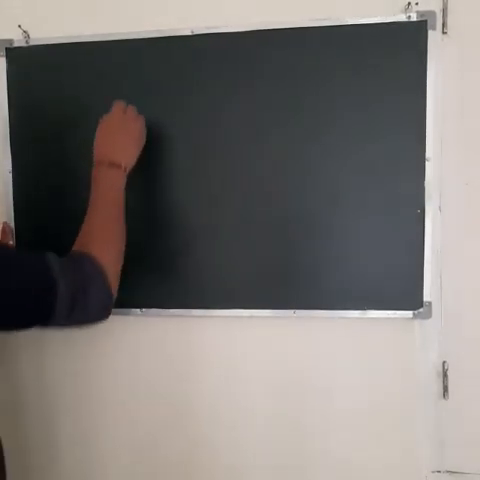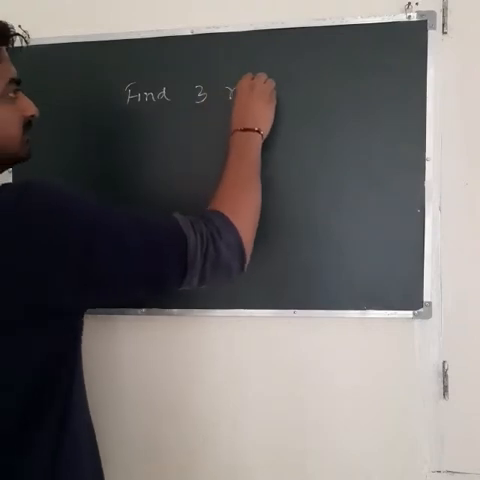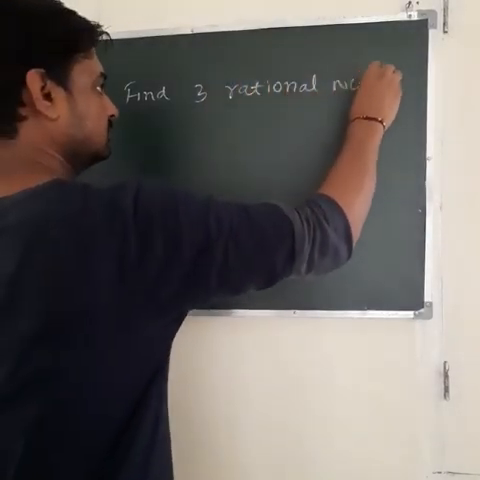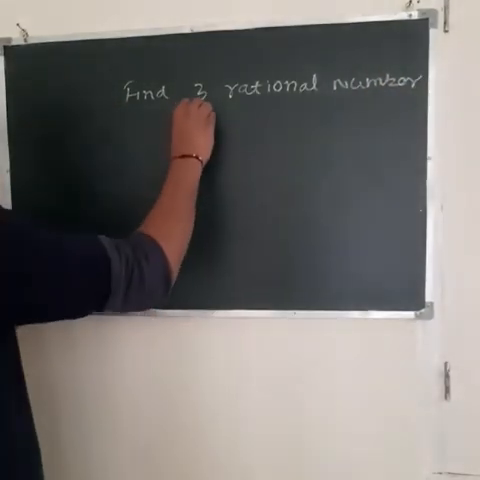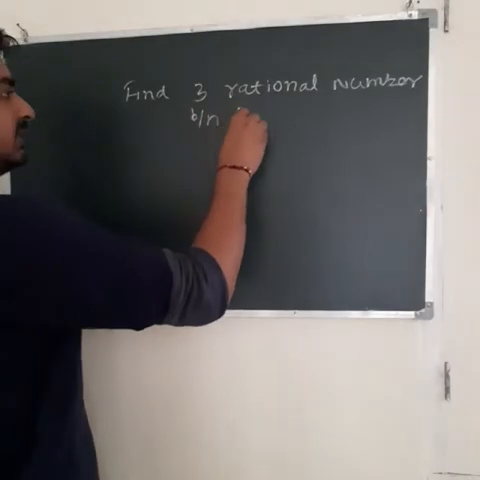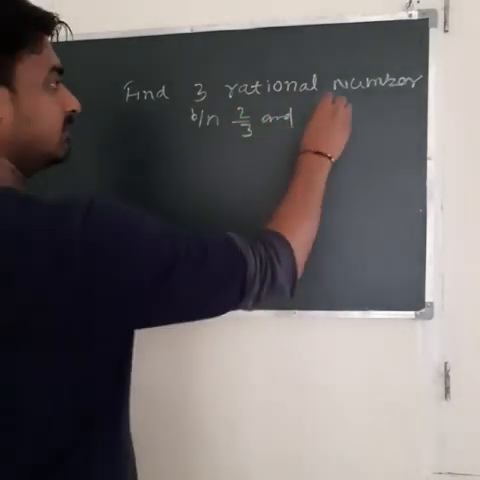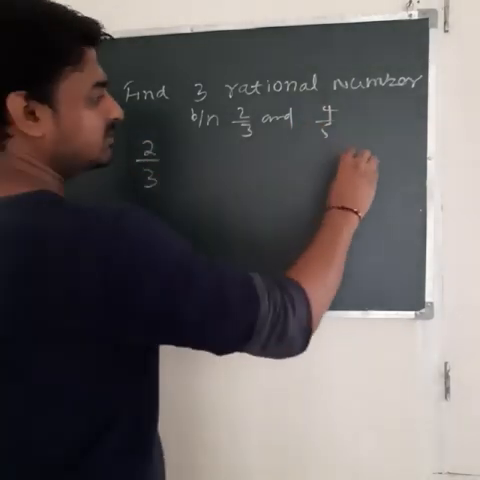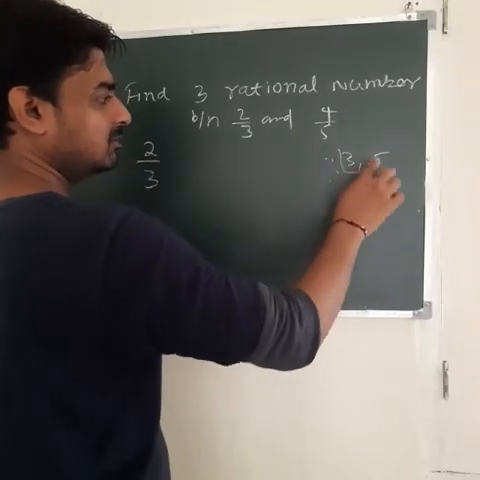Find three rational numbers between 2 upon 3 and 4 upon 5. So first we take the LCM of 3 and 5, which is 15.